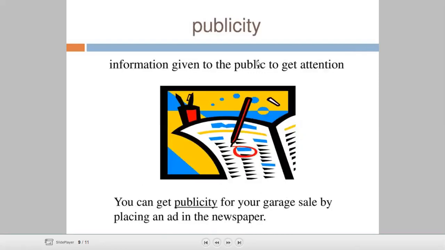And then we have publicity. Publicity is information given to the public. It comes from the word public, to get attention. For example, this article will be able to go to publicity, which means what? I will publish it for people. So you can get publicity for your garage sale by placing an ad in the newspaper.